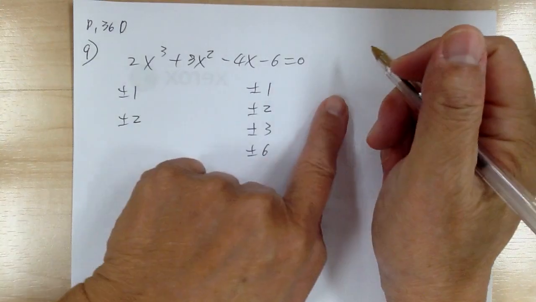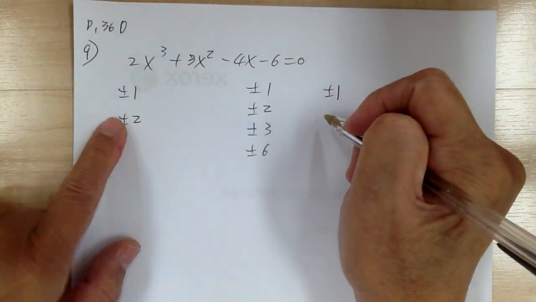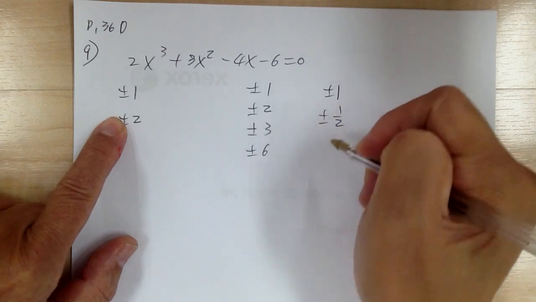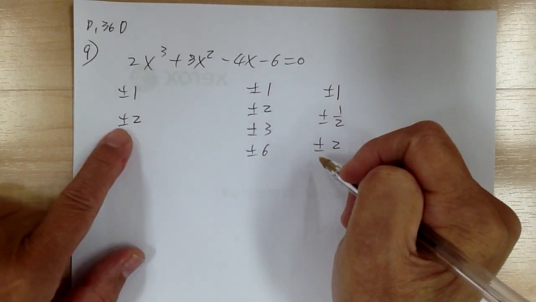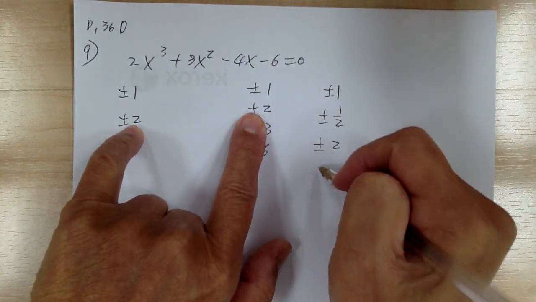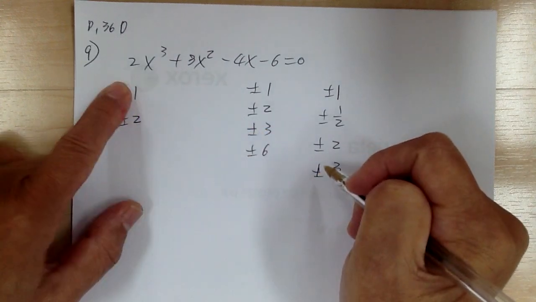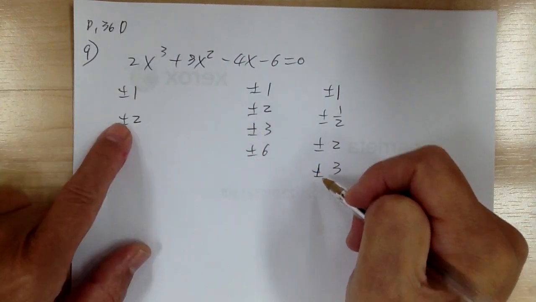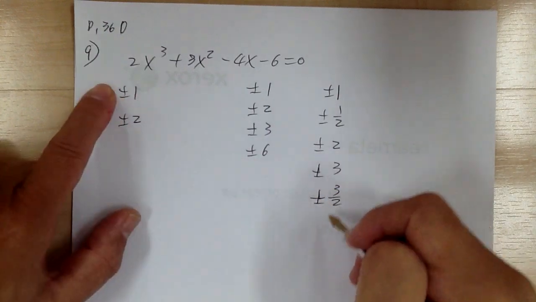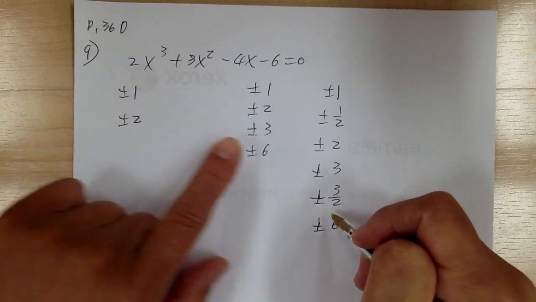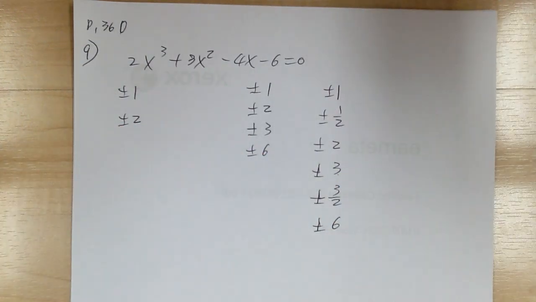So your final list would be, this over this would be plus or minus 1. This over this would be plus or minus 1 over 2. This over this would be plus or minus 2. This over this would be plus or minus 1, which you already have. Then you go to the next one, plus or minus 3. This over this would be plus or minus 3. This over this would be plus or minus 3 over 2. Then this over this would be plus or minus 6. This over this would be plus or minus 3, you already have. So these are the lists.